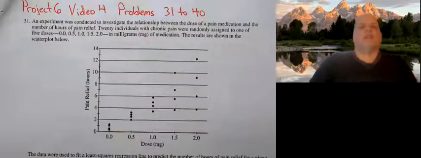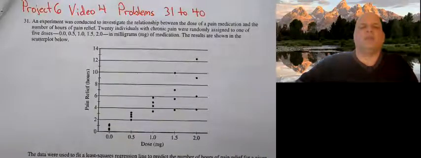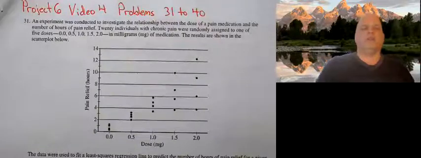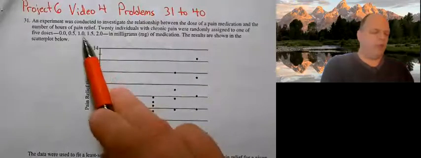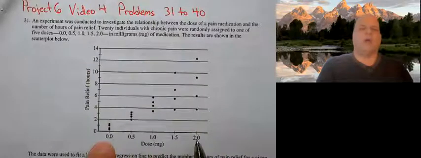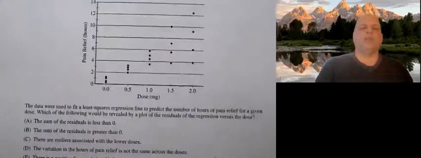Okay, this is the project test 6 video, number 4, problems 31 to 40. An experiment was conducted to investigate the relationship between the dose of pain medication and the number of hours of pain relief. 20 individuals with chronic pain were randomly assigned to one of 5 doses. We have doses of nothing, a half, 1, 1.5, and 2, and they're marked down here. The results are shown in the scatter plot below.